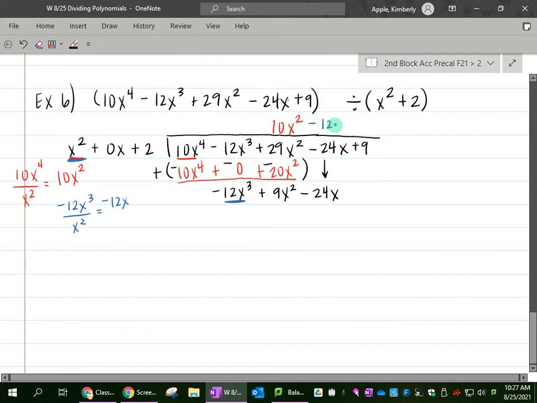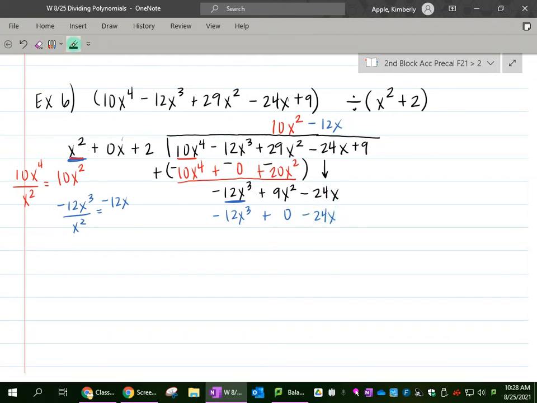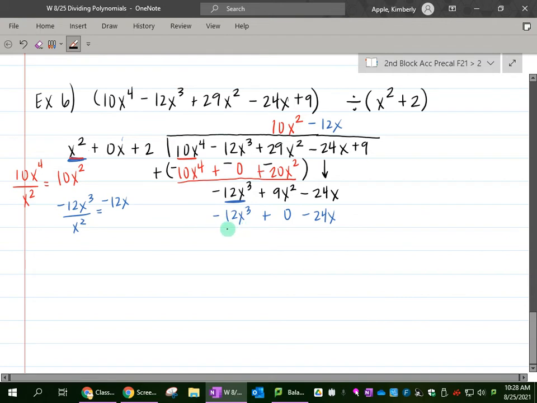So it's minus 12x. And now we're going to multiply. So it'll be negative 12x to the 3rd plus 0, because 0 times anything is 0. Negative 12x times 2 will be negative 24x. Okay. We're ready to subtract now. Okay, so let's subtract again. Subtract this, apply the negative, distribute that.